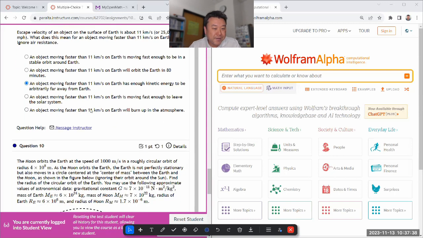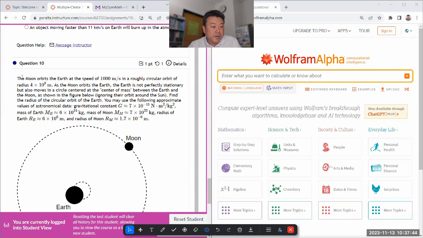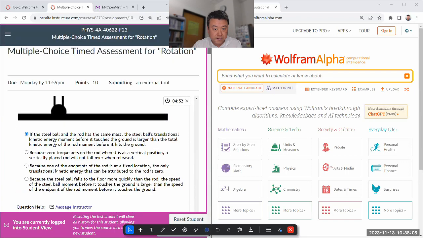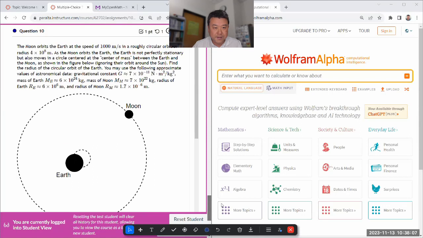An object moving faster than 11 kilometers a second on Earth. Well, yeah, we are ignoring air resistance, so this doesn't apply. Okay, the Moon orbits Earth at that speed, roughly circular. Earth is in a perfectly stationary center of mass. Find the radius of the circular orbit of Earth. Oh, the easiest thing to do is to work through this center of mass relationship. Do I have time to write this out? Yeah, I have time to write this out.